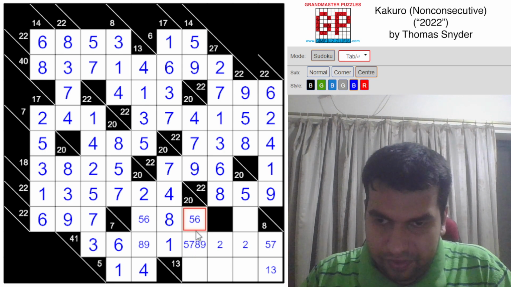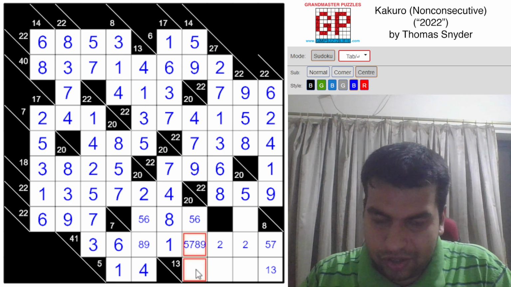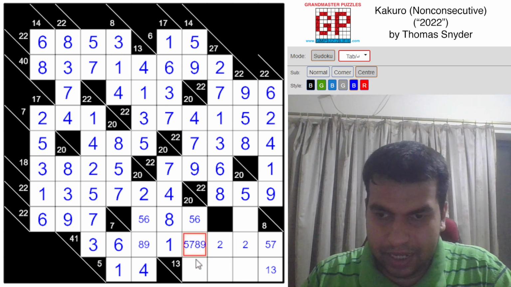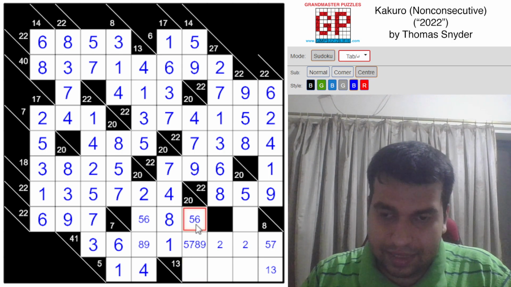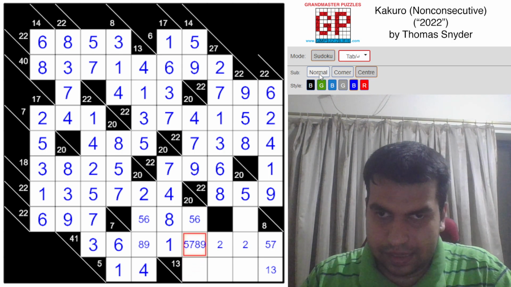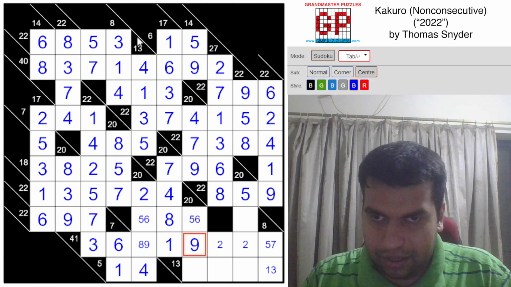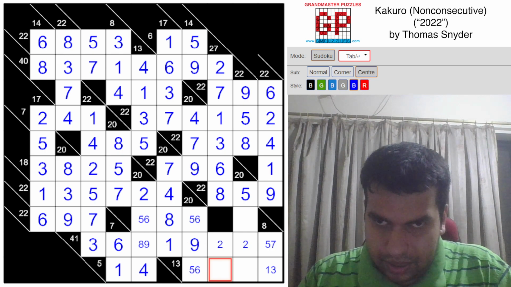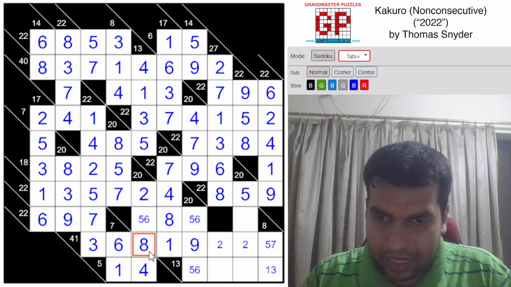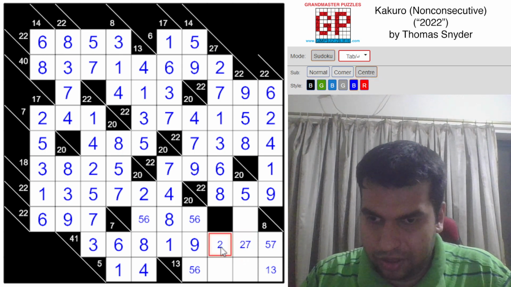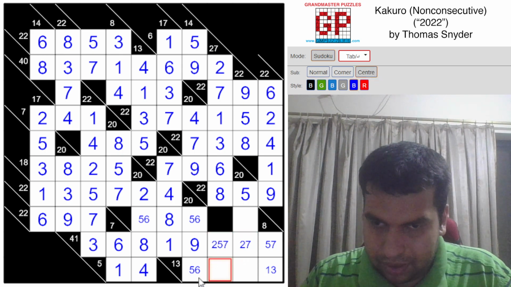If it's a 5, then you can't have a 7 or 8 here because that would be consecutive to each other. So this would be a 9 and a 6. If it's a 6, then the only possibility is a 5 and a 9. So either way, the 9 acts as a separator and you get a 5, 6 pair over here. So that forces this also to be an 8. And these cells now will be a 2, 5, 7 triplet.